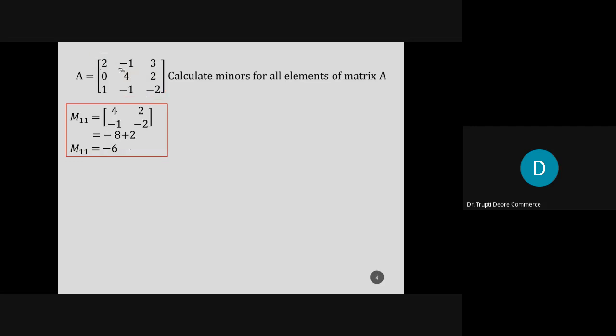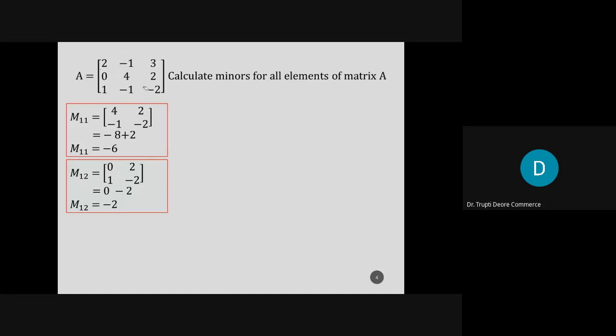Okay, now we'll go for the second, that is M12. Now M12 is related to the first row and second column. So this row is cancelled and this column is cancelled. So the remaining elements are 0, 2, 1, minus 2. Then you will calculate the determinant of this matrix. So 0 into minus 2 is equal to 0, and minus 2 into 1 is minus 2. So you will get the minor M12, first row, second column, as minus 2.